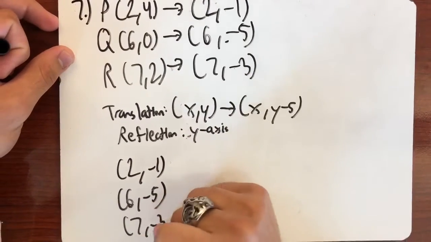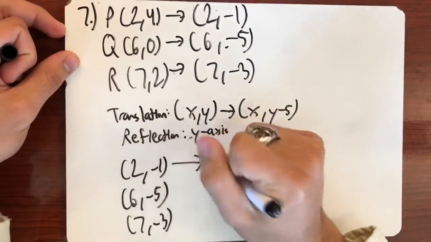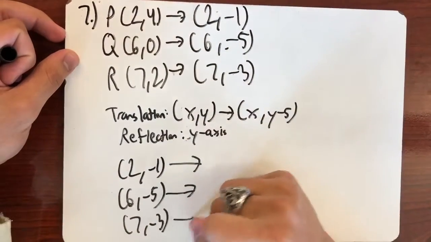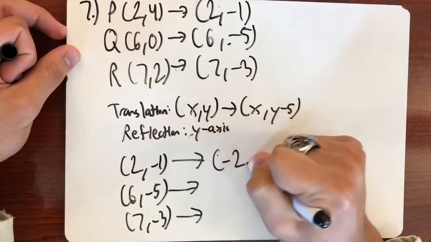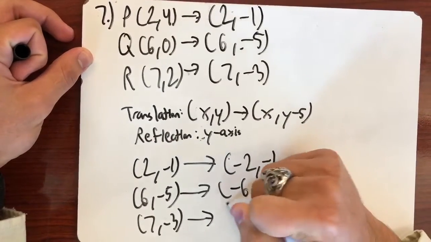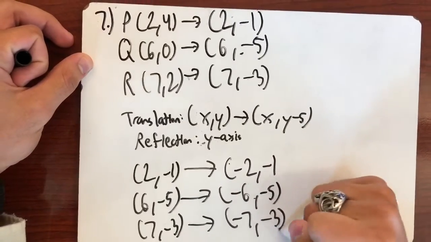Now we reflect across the y-axis. We know that reflection across the y-axis turns the x values negative. So just take the x value, put a negative sign in front of it, and you are golden.